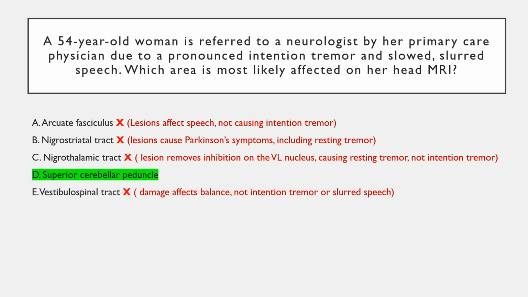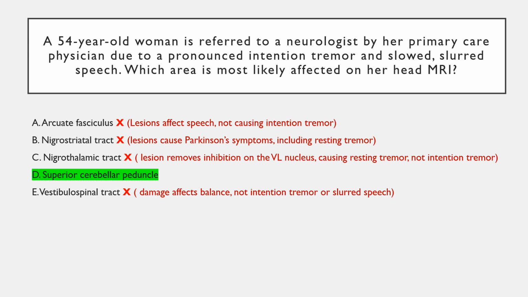Option C is incorrect as the nigrothalamic tract connects the substantia nigra with the ventrolateral nucleus of the thalamus. Damage to this tract removes the inhibitory control over the ventrolateral nucleus, and loss of nigrothalamic control may result in a resting tremor, not an intention tremor, which is mentioned in this question.